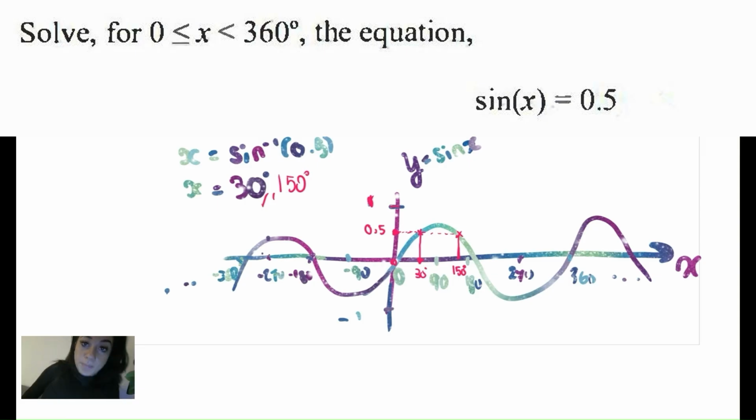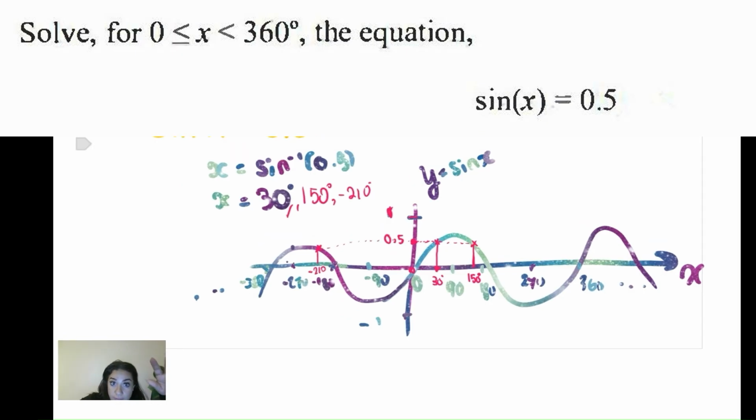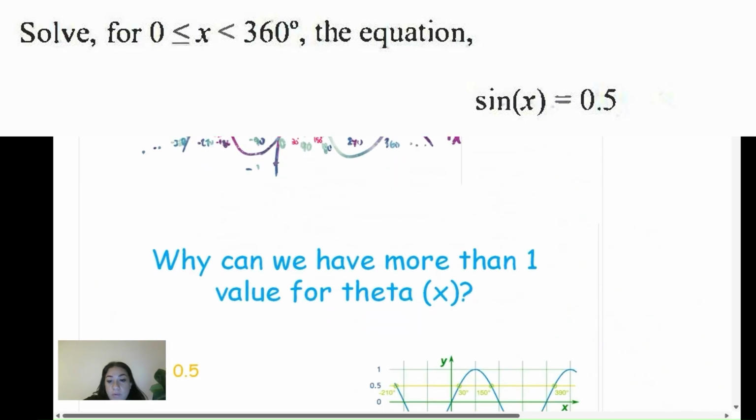Now, if I do the same going backwards, I go to 0.5. I've got more values actually. If I go to that side, I go here until I hit the graph, I'm going to get a value over there, negative 180 plus 30. So at negative 210, I also get another value for x when sine x equals 0.5. Right, so all of these are values and it could go on and on. These can go on forever and ever, okay? So that really explains why you can have more than one value for x.